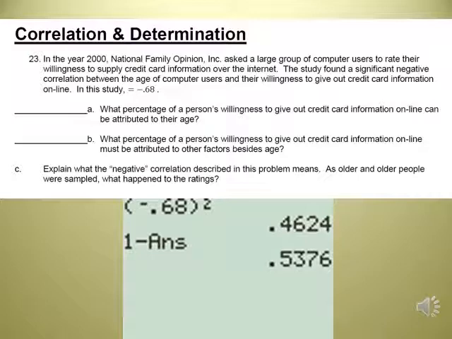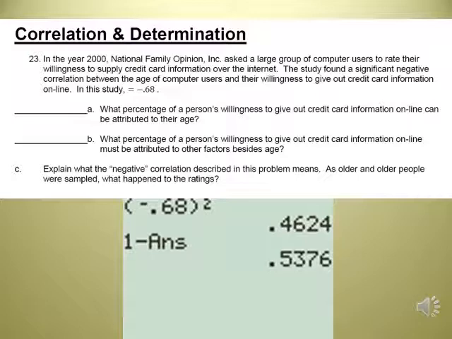The second question says, what percentage would be due to other things besides age? Well, if 46% is because of age, then 54% would be because of other stuff. I can always just subtract from 1 or subtract from 100% to get that idea of other factors.